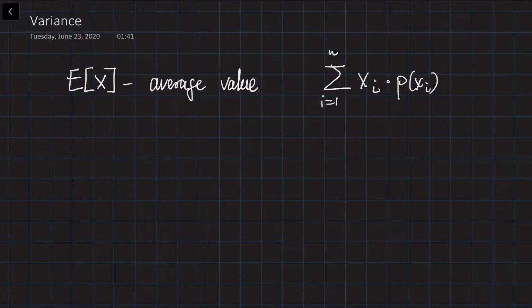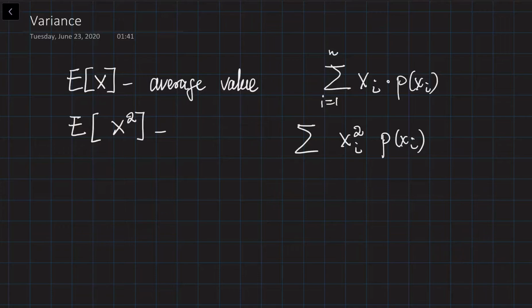At the same time, if we need to calculate the expected value of some function of the random variable, for example x squared, we need to multiply the xi squared by their probabilities and sum this from 1 to n.